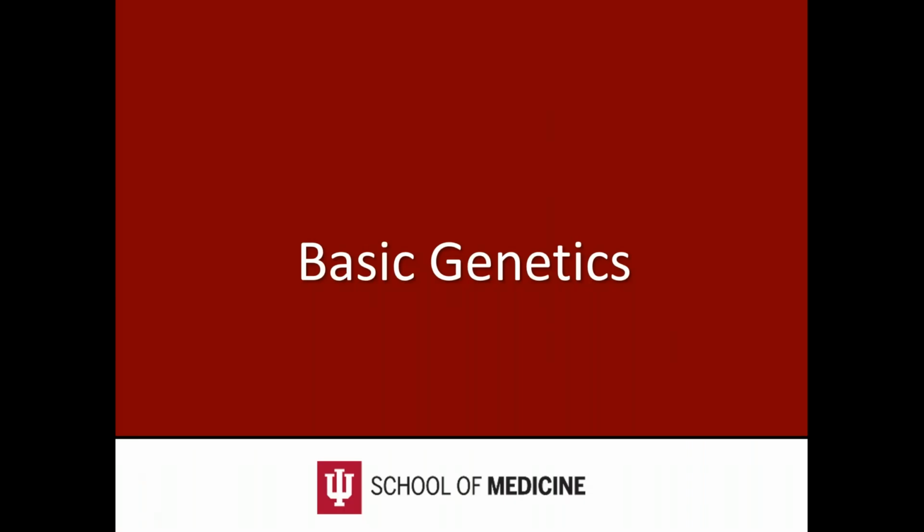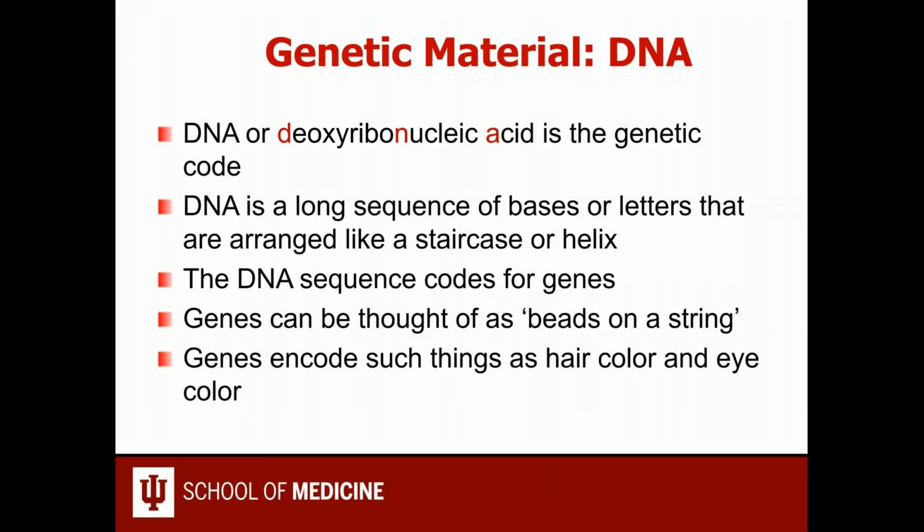So let me start with a basic genetics review, just so we're all on the same page as we start to talk about genetics terms. When we're talking about genetics, we're thinking about DNA, or deoxyribonucleic acid. That's what's often called the genetic code. And we hear a lot about DNA if you read the media. So what is it? It's a long sequence of bases or letters that are arranged like a staircase or like a helix. And we're going to have a picture of that in a couple slides.